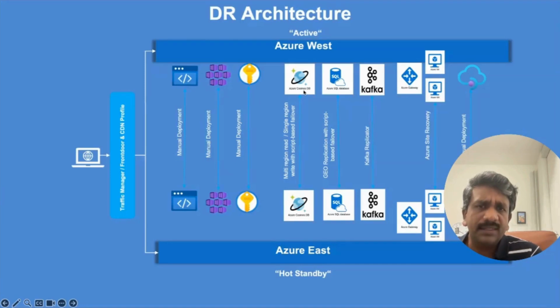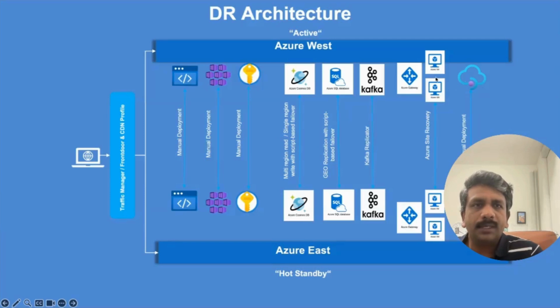Cosmos DB does support replication, so you just need to enable the replication between the regions. Same for SQL Server, which provides geo replication. You can enable it. Let's assume that this application also uses Kafka. If it is completely Azure based, rather than using Kafka, you will be using Service Bus. Again, Service Bus doesn't support geo replication, so you have to do it manually.